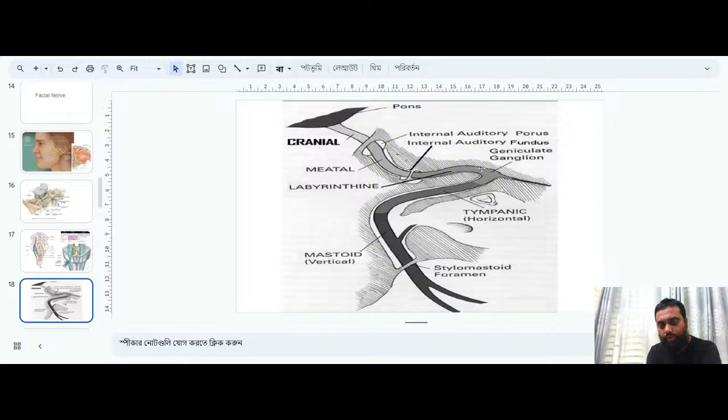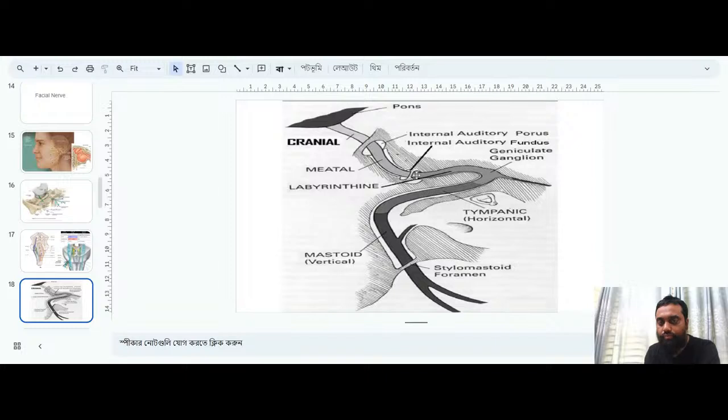Here it forms a ganglion, and this is a curve. This curve is forming like an elbow, so there is a genu here. This region is known as the first genu of the facial nerve. There is a ganglion present in this genu. This ganglion is known as the geniculate ganglion. So the first thing is the intracranial part of the facial nerve.